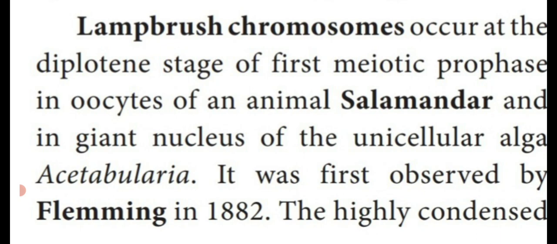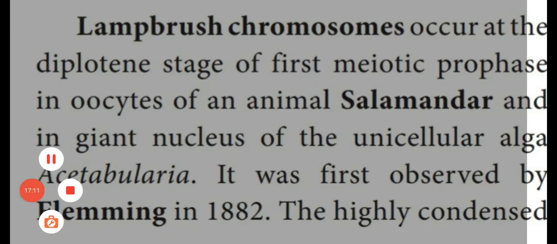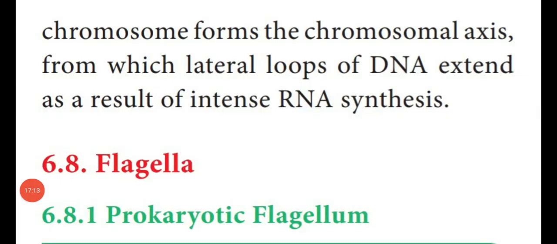The highly condensed chromosome forms the central chromosomal axis, which forms the lateral loops of DNA. This DNA is extended and results in the synthesis of RNA. That is said to be the lampbrush chromosome. It's very easy.